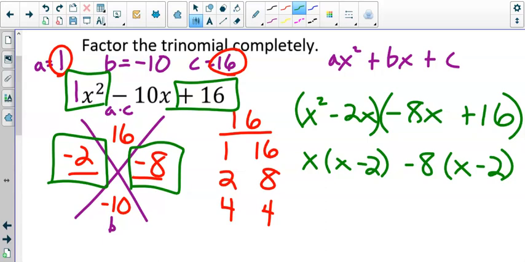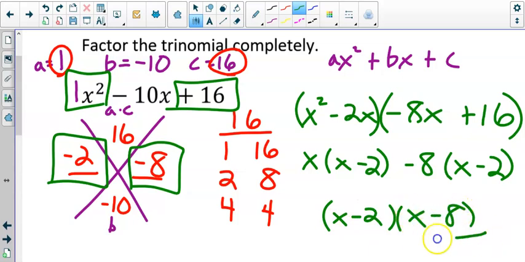So now all we got to do is write out what we know. What is the parenthesis that repeated? X minus 2. What are my GCFs? You have now factored.